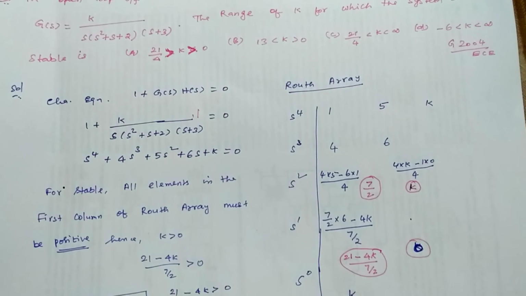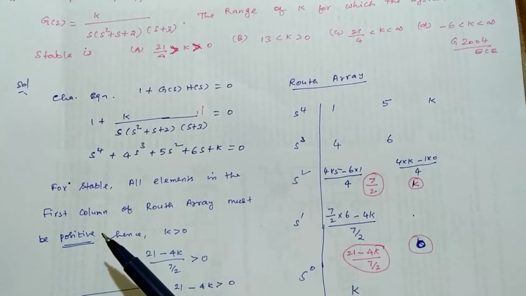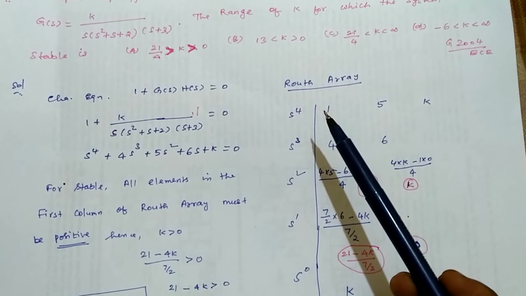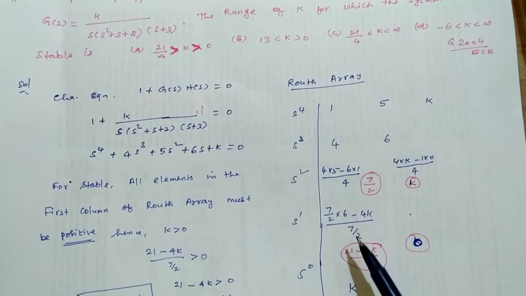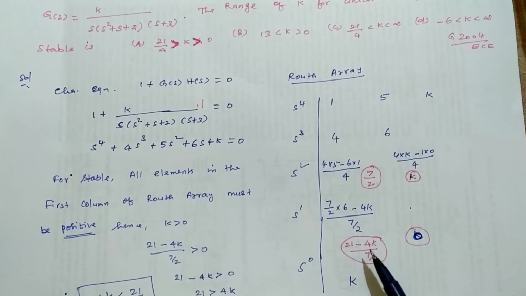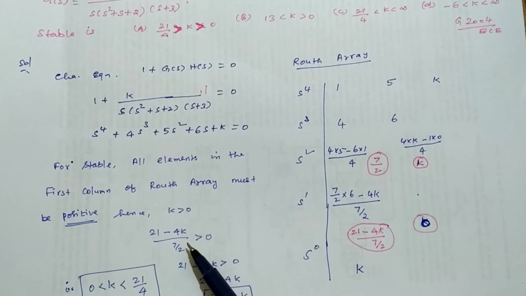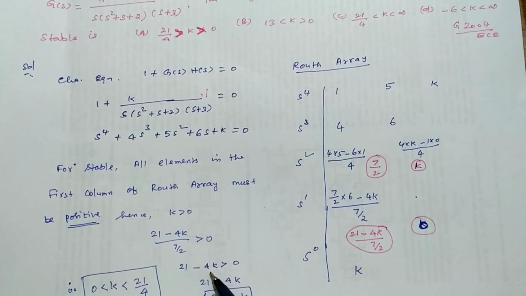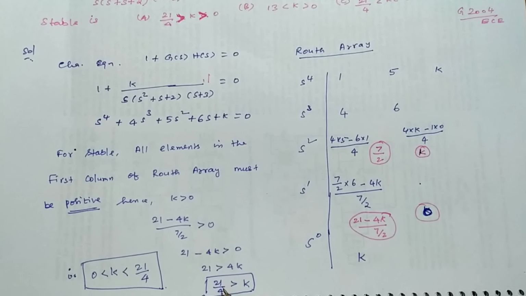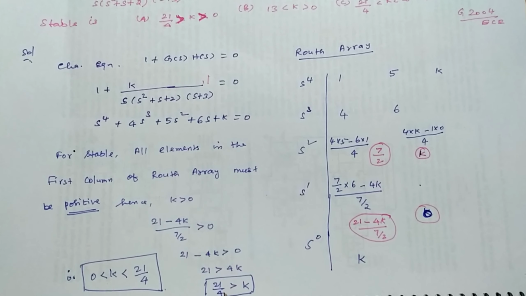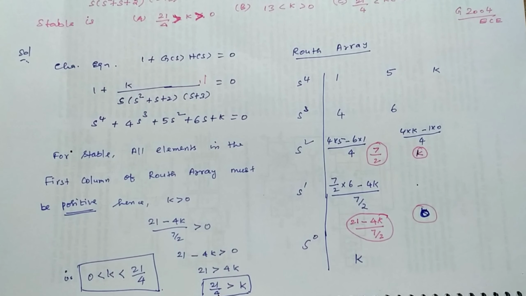Now for stability, the condition is that the first column of the Routh array must be positive elements. So therefore this 21 minus 4k over 7 by 2 must be greater than 0. That is, 21 minus 4k greater than 0. This 4k goes to that side, so the k value must be less than 21 by 4.